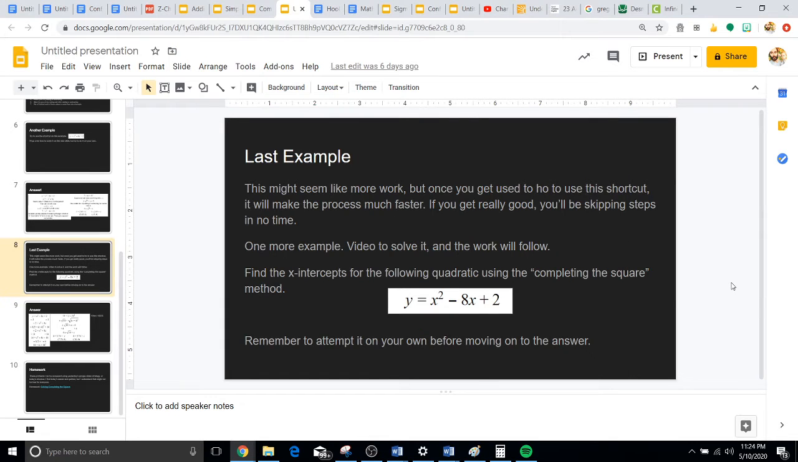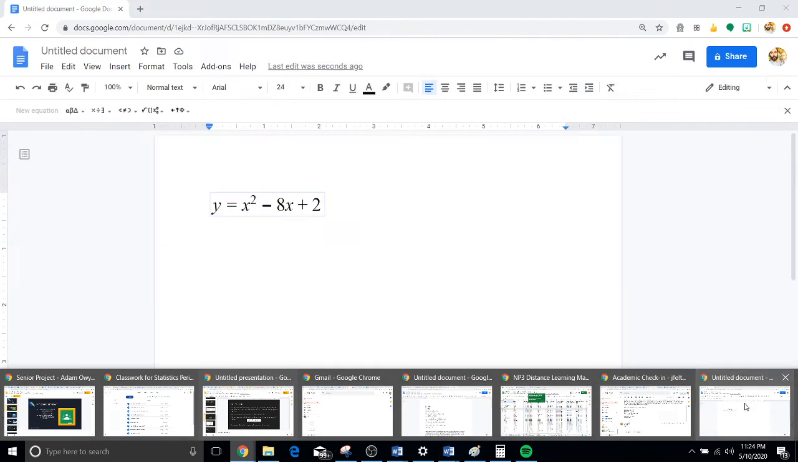Alright guys, for this last example, they want us to find the x-intercept for the following quadratic using the completing the square method. So y equals x squared minus 8x plus 2. And completing the square is the way we've been solving it the last few days. So without further ado, let's get started.